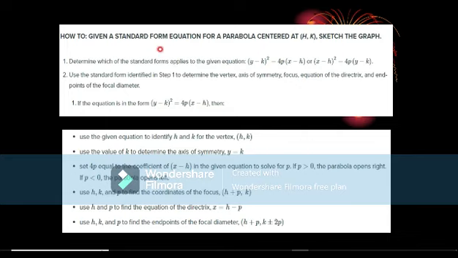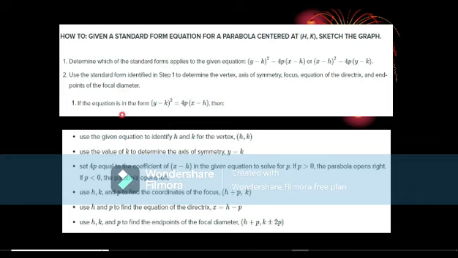Now, how to sketch the graph given a standard form equation for a parabola centered at (h, k). First, determine if the standard form applies to the given equation: (y − k)² = 4p(x − h), or (x − h)² = 4p(y − k). Then use the standard form identified in step 1 to determine the vertex, axis of symmetry, focus, equation of the directrix, and endpoints of the focal diameter.